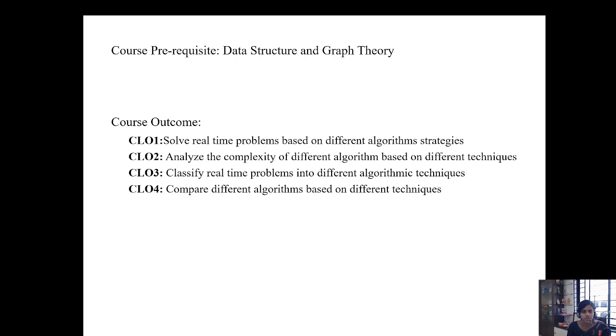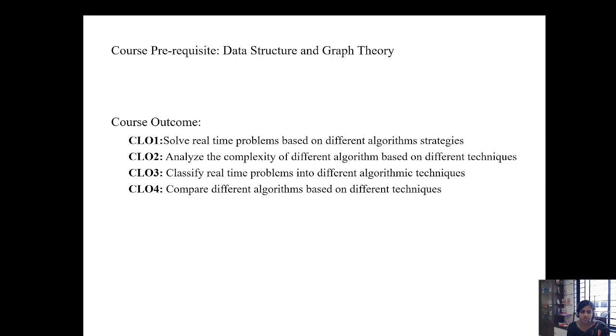Our third course learning outcome is to classify real-time problems into different algorithmic techniques. All the real-time problems that we face need to be solved using one or another of the different algorithm techniques. Once we understand the different techniques, we will be able to classify problems into them. If we are able to do that, we will be achieving our course learning outcome 3.